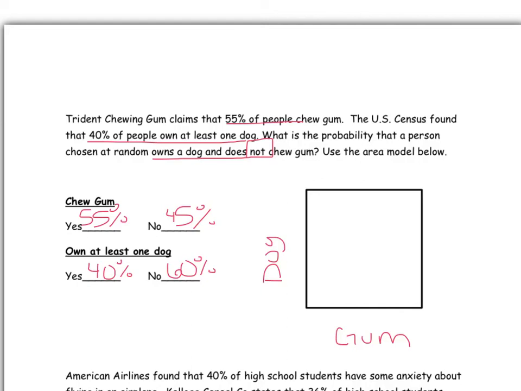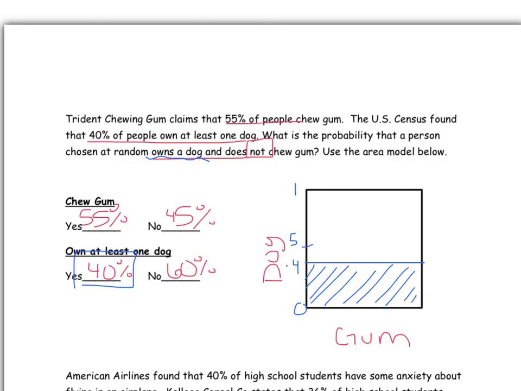However, marking the probabilities is different this time because we want to find that a person does own a dog, so that would be the 40%, 0 to 1, 0.5, 0.4 for 40%. The smaller section is 40%.